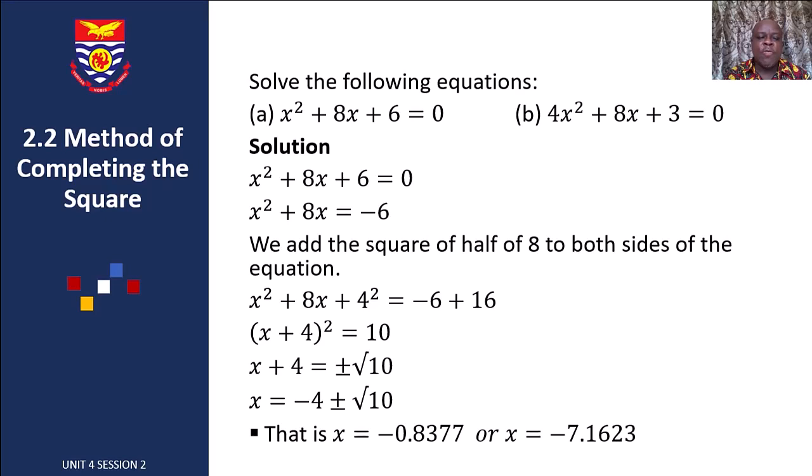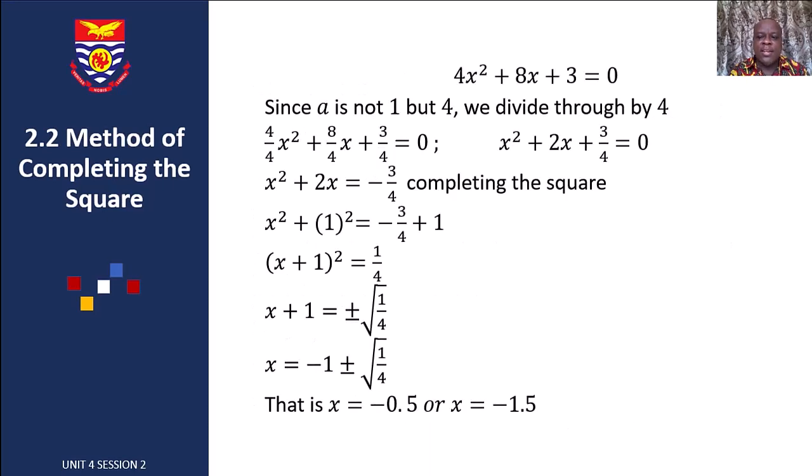So we move the 4 from the left-hand side to the right-hand side. So it becomes -4 plus or minus root of 10. And so when you simplify this, you will see that x is -4 plus root 10, or x is -4 minus root 10. And this gives x to be -0.8377 or -7.1623. Let's look at the second question.